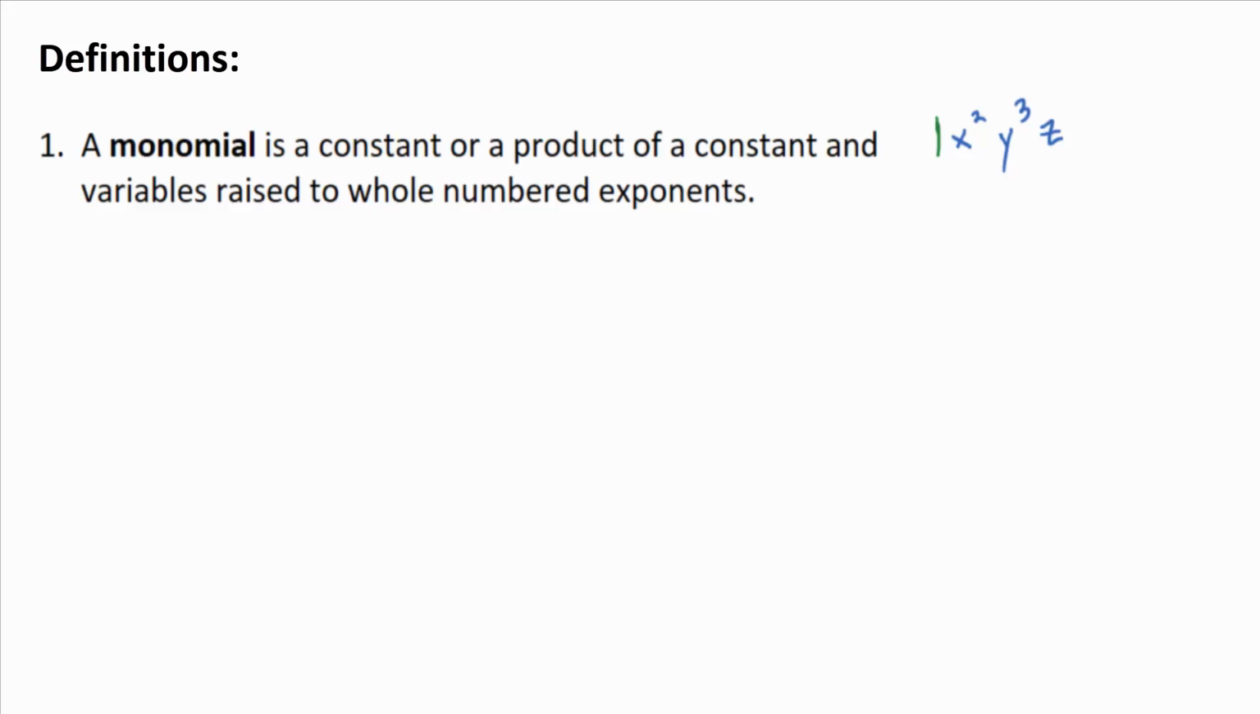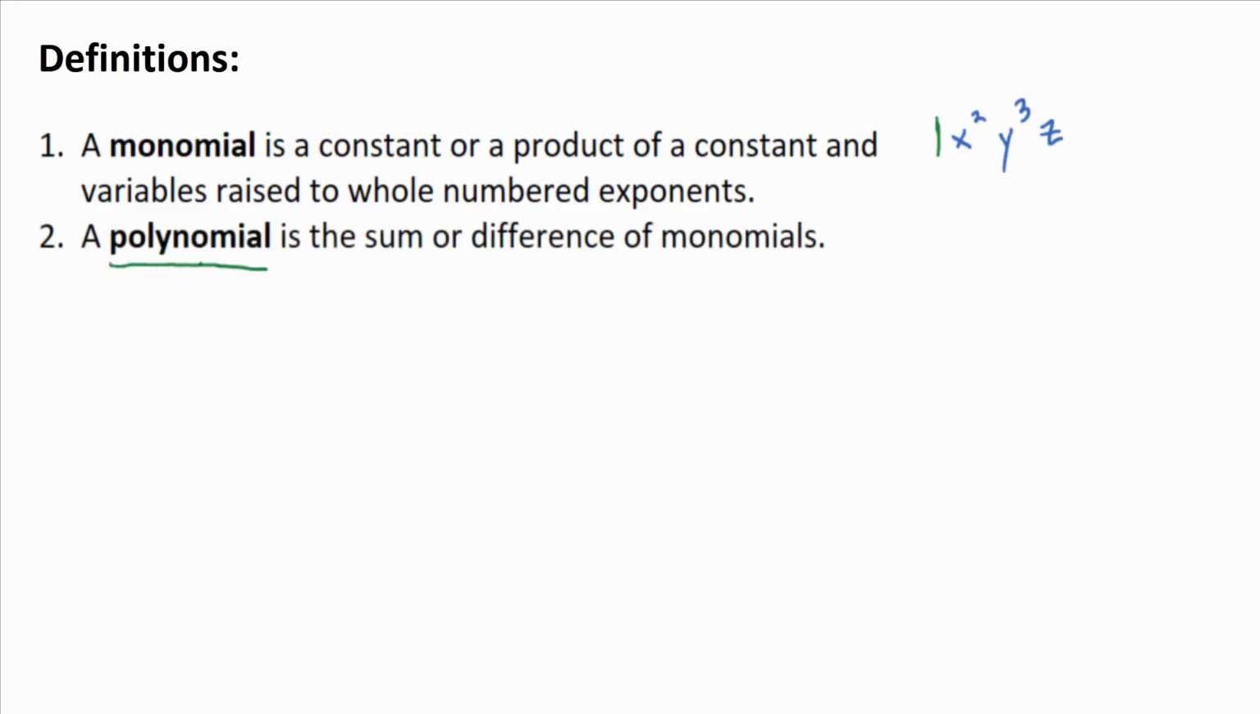So a monomial is a single term, and what we mean by that is it's a product of a constant and a variable or variables brought to whole numbered exponents. So you're not going to see fractions in the exponents. You're not going to see square roots around variables, in other words. And then what is a polynomial? Well, a polynomial is just a sum or a difference of monomials.